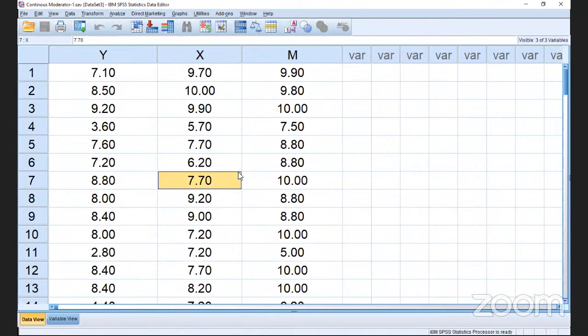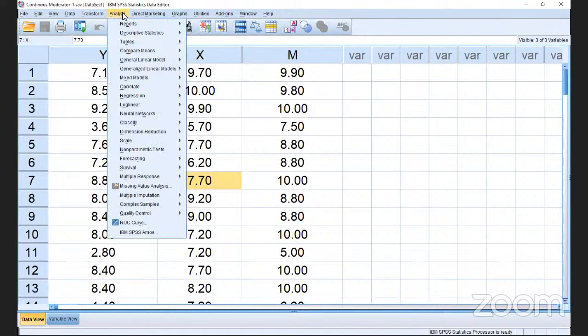So that was about when one predictor variable is continuous and the moderator variable is categorical. Now I am taking the case study where all three variables, meaning dependent, independent, and moderator variable, are continuous. So how do we use the PROCESS macro to analyze the impact of interaction?